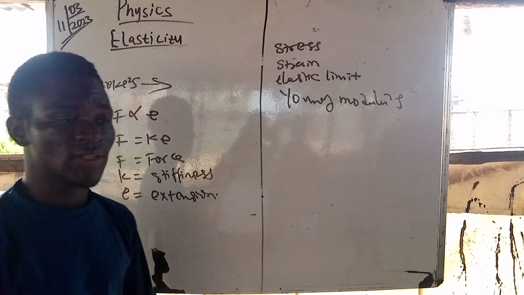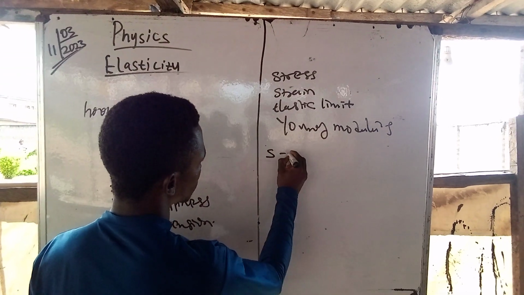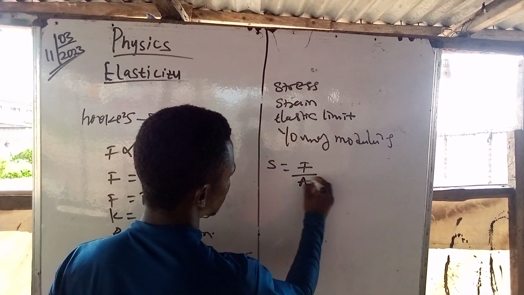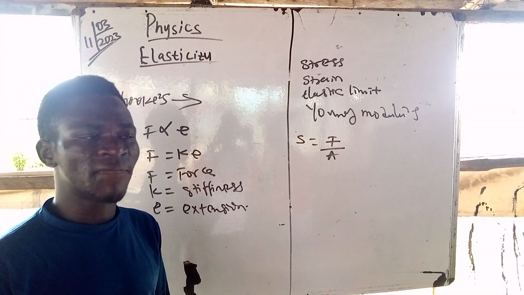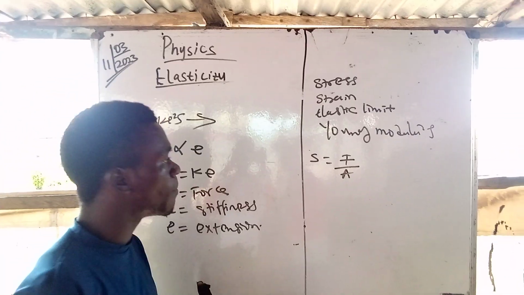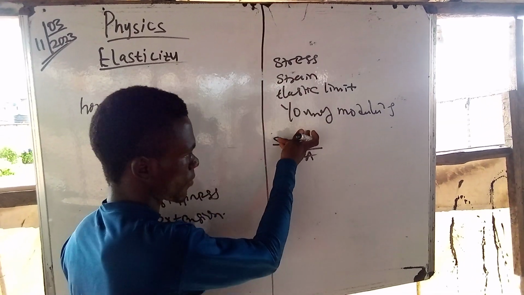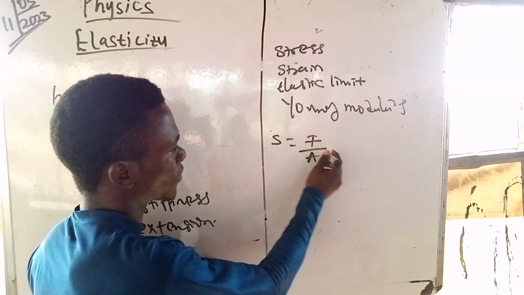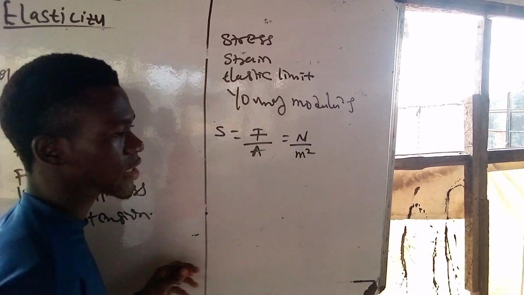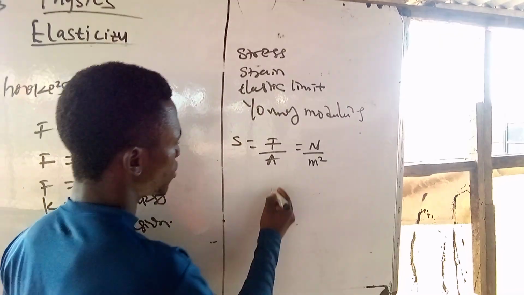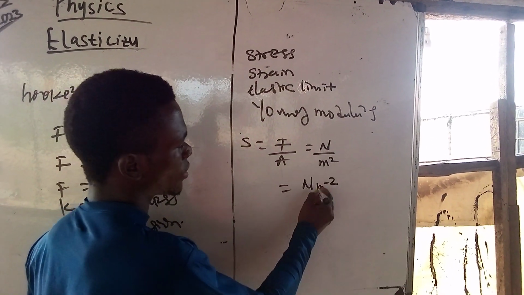Talking about stress, stress is simply defined as the ratio of the force to the cross-sectional area. This implies the formula of stress. The force has the unit of Newton, and the area has the unit of meter squared. So we have its unit as Newton per meter squared, which is the unit of the stress.